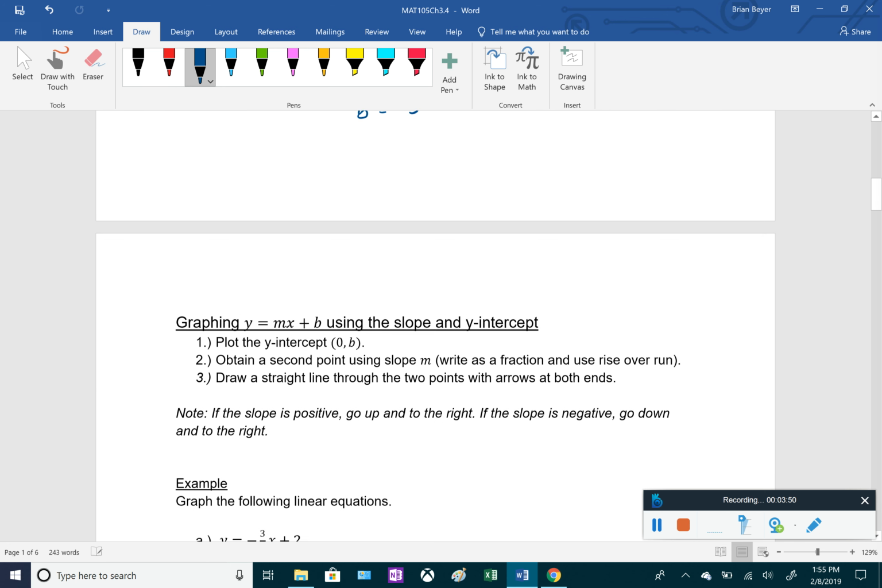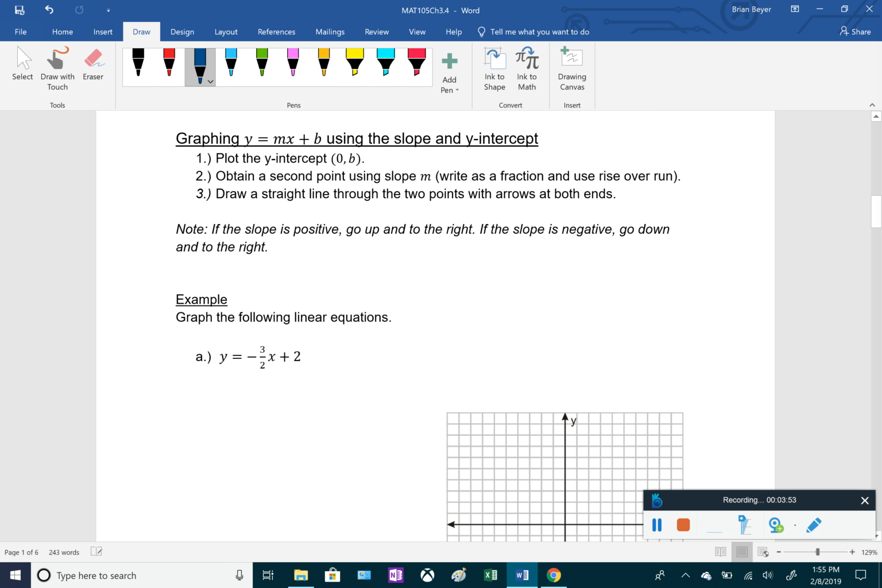So we're going to be using those two pieces of information to actually graph linear equations that are in slope-intercept form. So the steps for doing this is we're first going to plot the y-intercept. So we're just going to identify the y-intercept, and we're going to plot that point. Then we're going to use the slope to find a second point on the line from that y-intercept. And what we're going to do is, if it's not written as a fraction already, we're going to rewrite it as a fraction and use the fact that it's rise over run, change in y over change in x. We're going to draw a straight line through those two points with arrows at the end, and then we're done, because we only need two points plotted in order to graph a linear equation.